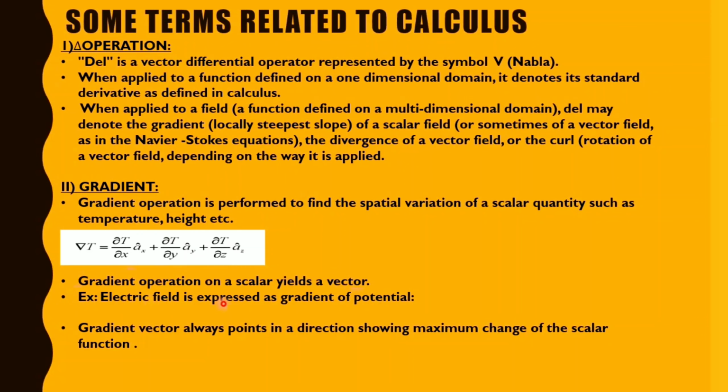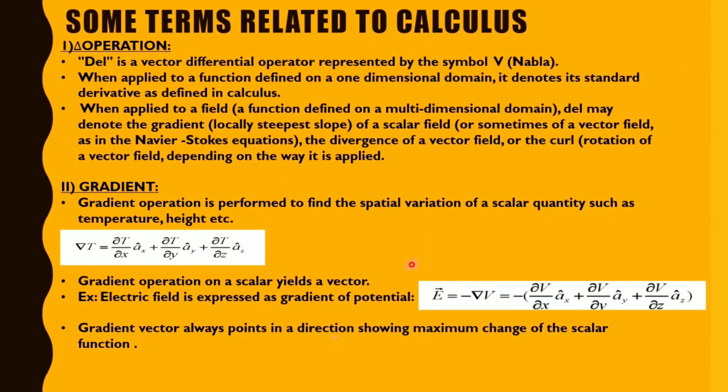For example, electric field is expressed as the gradient of potential. So electric field is expressed as a gradient of potential. Before that, see, this is an electric field, and this is the gradient. The potential, which is V, has a magnitude but doesn't have a direction. As it is there, there will be a minus.